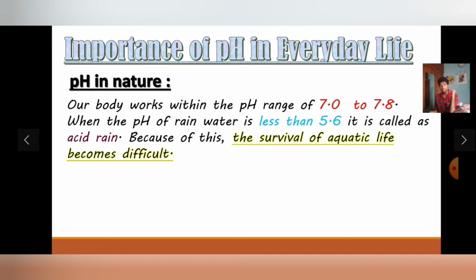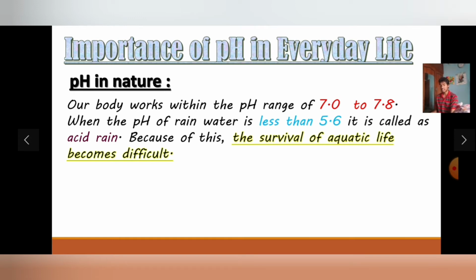Because of this, the survival of aquatic life becomes difficult. Now this rain falls and mixes up with the rivers and other water bodies, so that particular water body becomes acidic, and the aquatic life gets disturbed in it. Many fish die.